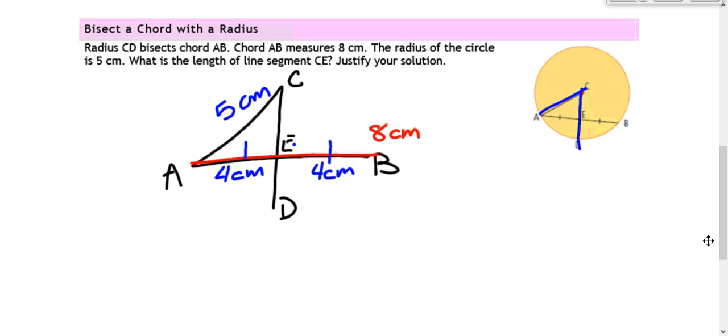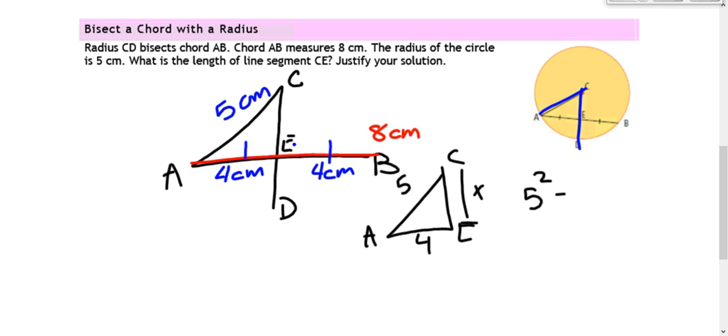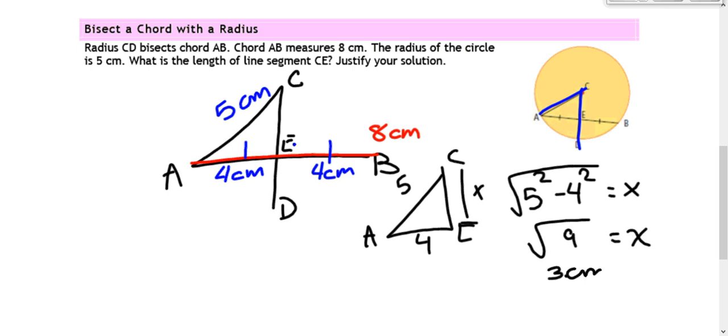So this to me just looks like a right angle triangle all of a sudden. So let's resketch. We have 5, 4, A, C, E. And I want to find this length here. That's my x. So then let's plug this in. This is 5 squared minus 4 squared is equal to x, square rooted. The square root of 9 is equal to x, so 3 centimeters equals x.